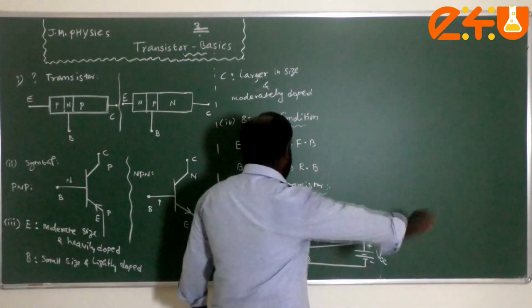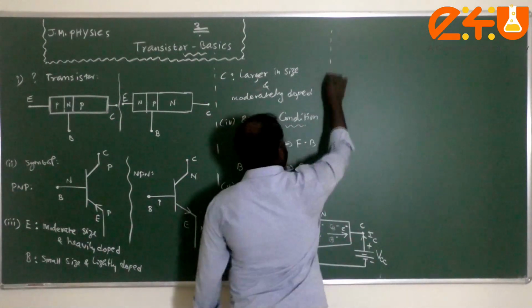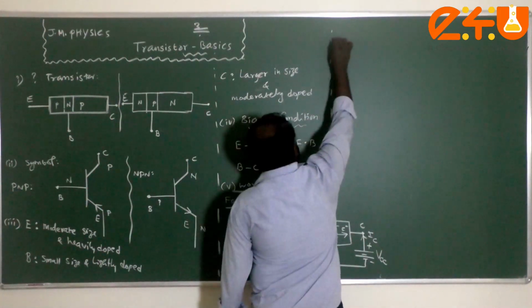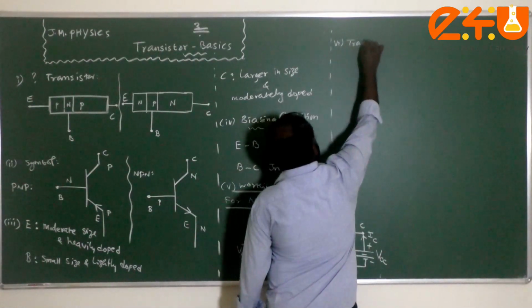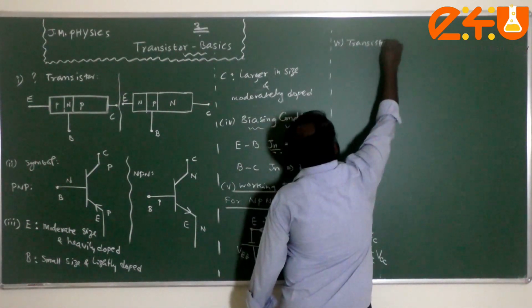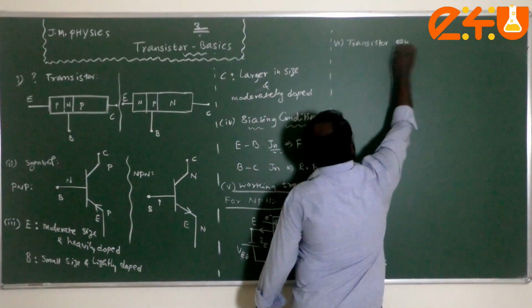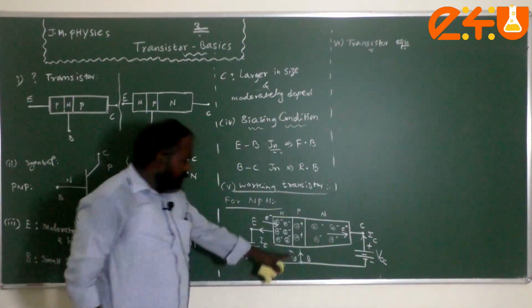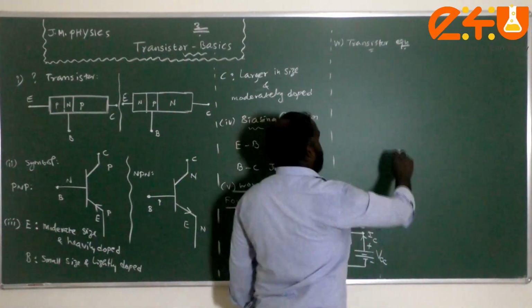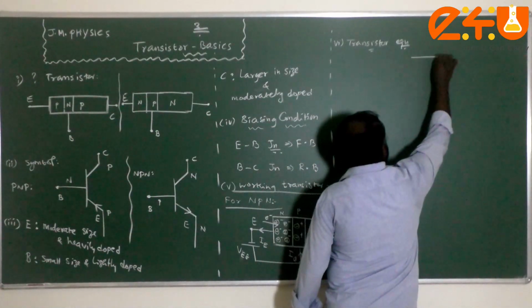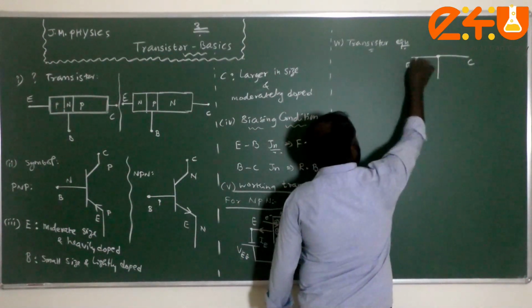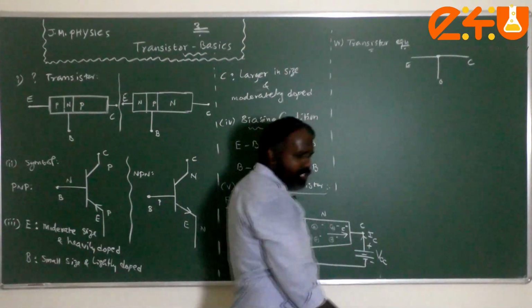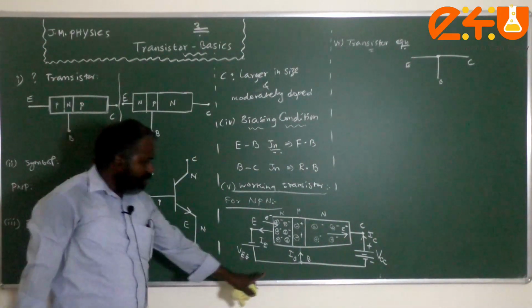Now I am going to write the transistor equation, the sixth point. Transistor equation. Consider a junction at the base layer. So this is the junction at the base layer, and this will be the collector, this is the emitter, and this is the base layer.